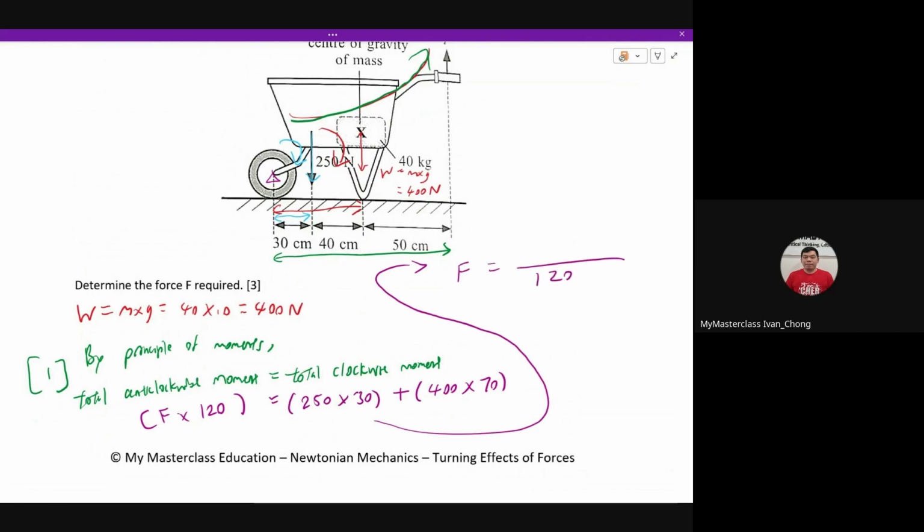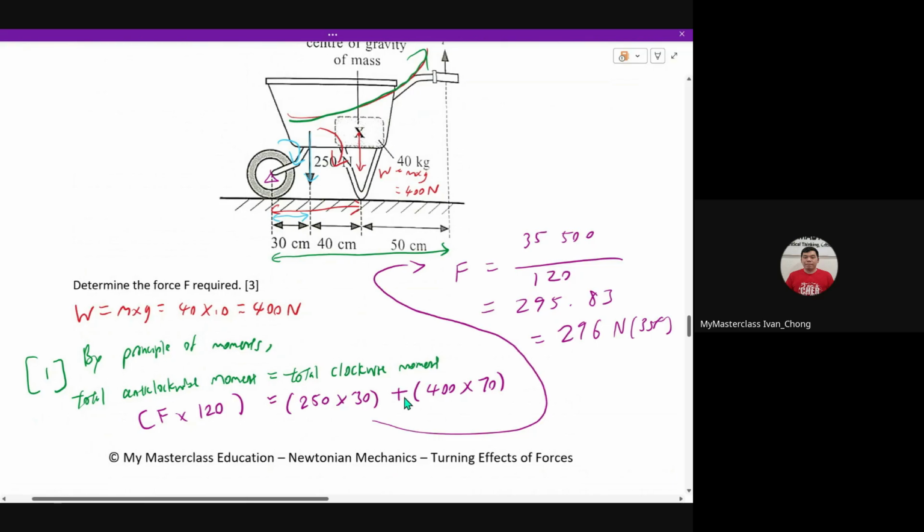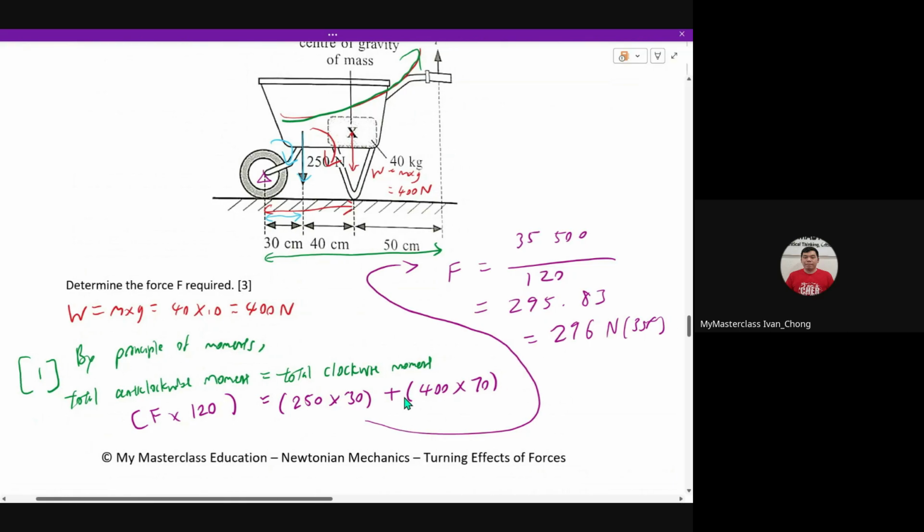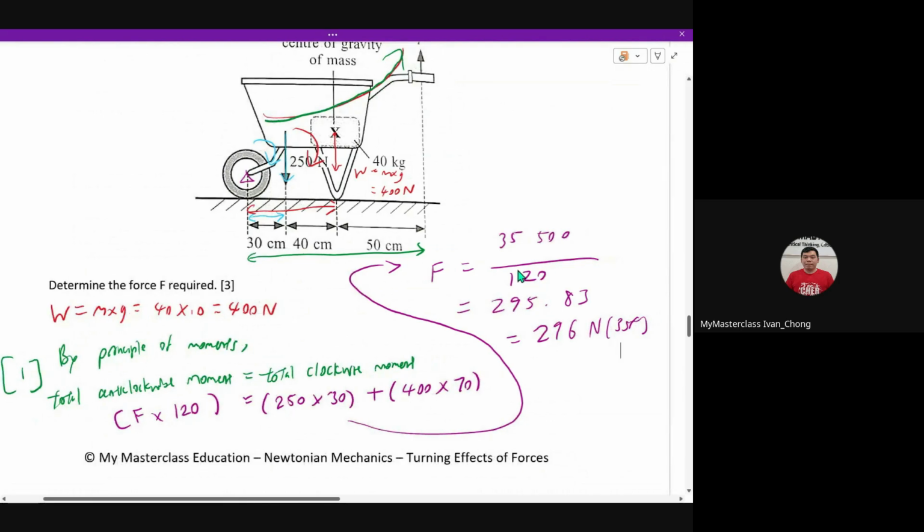So now all we need to do is solve for F. 250 times 30 plus 400 times 70 ends up with 35,500. If you divide by 120, you get a weird long number, 295.83. If your school uses 2SF, it will be 300, but I'm just going to use 3SF, according to most students, so 296 newtons. If you're in an IT school, most likely you will use 2SF. So double check. Why 2SF? Because of the 1 to 12. So we use 2SF here instead of the longer one. All good. This is how you solve.